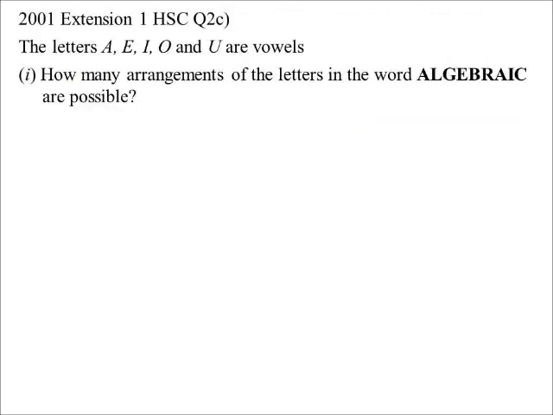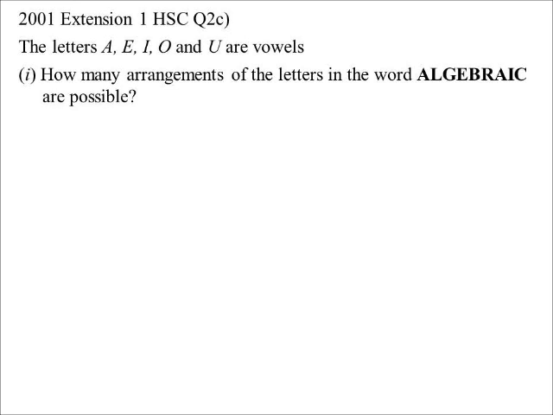Now, let's have a look at an HSC one. In the HSC, they don't tend to make assumptions, because we know we're all good math students. It doesn't necessarily mean we're good English students. So they start off by telling us A, E, I, O, and U are things that are known as vowels. That's what a vowel is. It becomes important later in the question.